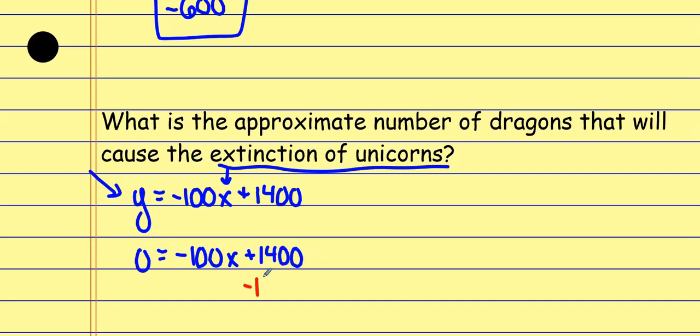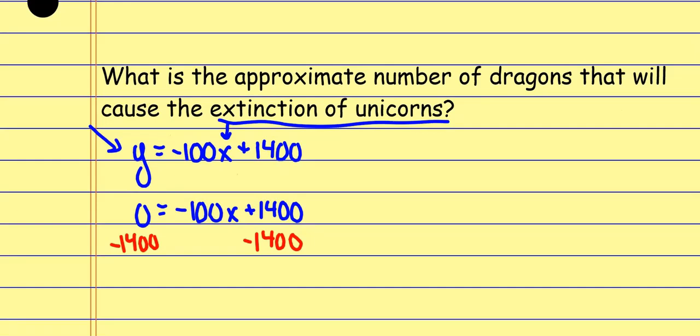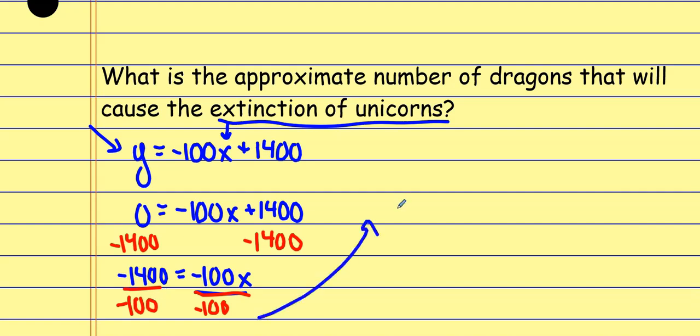But again, it's all about estimation here. We're estimating a line that looks good. We're estimating the equation of that line so that we can use that to estimate future values, okay? And now we divide each side by a negative 100, okay? And so the answer I get, 14. x equals 14. In other words, once I have 14 dragons, that's when the unicorns go extinct, okay?